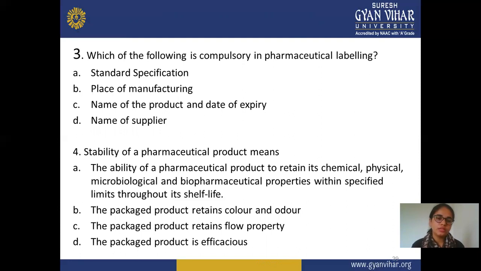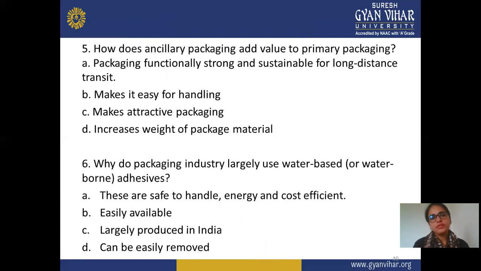Stability of a pharmaceutical product means: A, the pharmaceutical product retains its chemical, physical, microbiological and biopharmaceutical properties within the specified limit throughout its shelf life; B, the packaged product retains its color; C, the packed product retains flow property; and D, the packed product is efficacious. In the fifth question, how does SLID packaging add value to primary packaging? A is packaging functionality strong, sustainable for long resistance to transfers. B is makes it easier for handling, makes it attractive for packaging, C, and D is increases the weight of the packaging. In the sixth question, why does the packaging industry largely use water-based or water-borne adhesive?